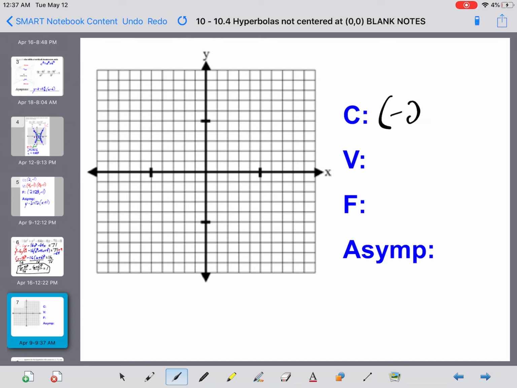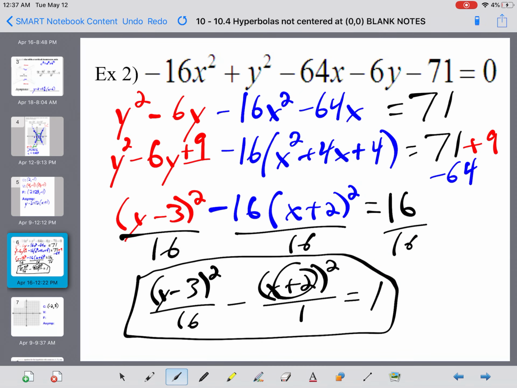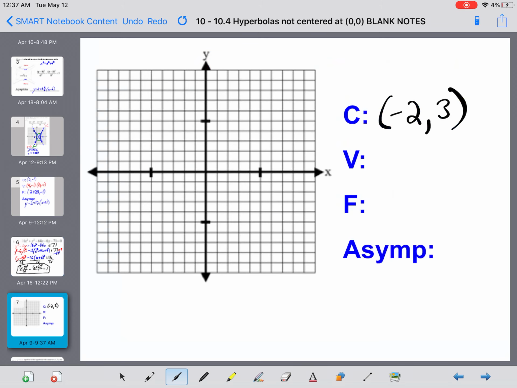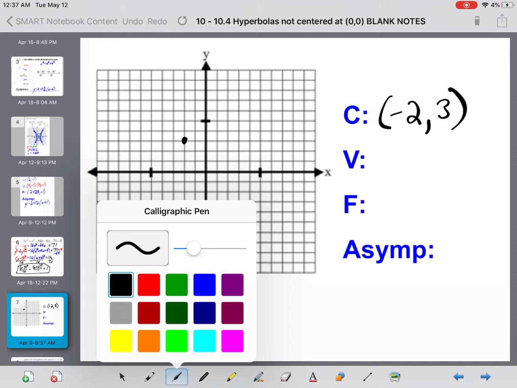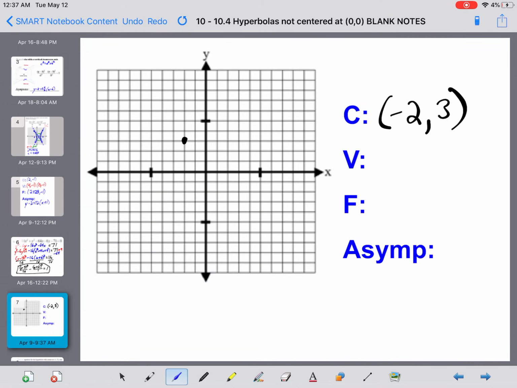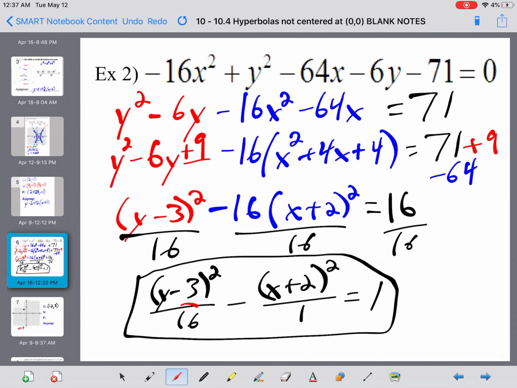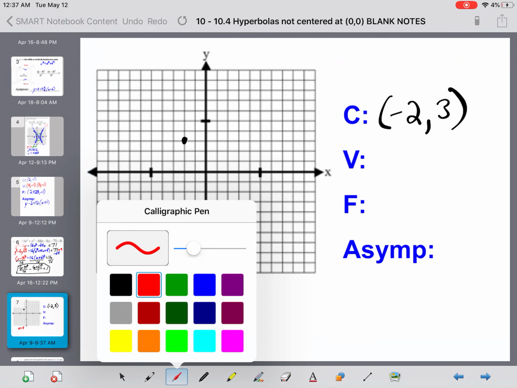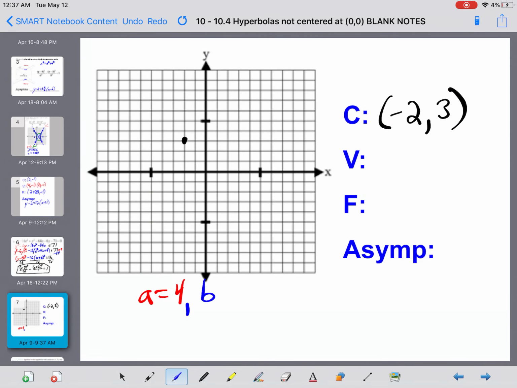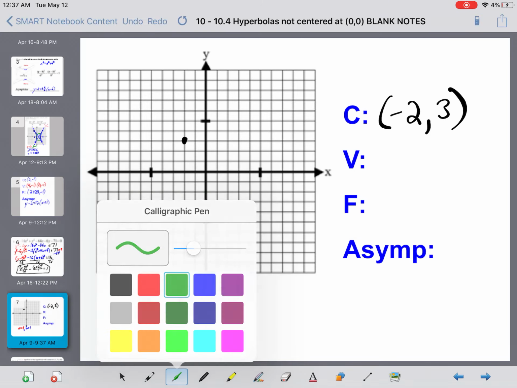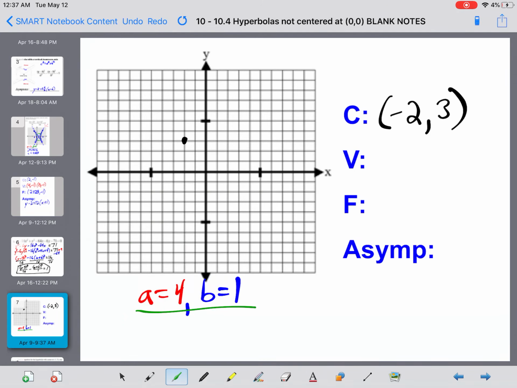All right. So if you did this correctly, the center should be -2, 3. Be careful. Remember, the x plus 2 over here gives you your h value, so it's kind of backwards here, right to left. So -2, 3. All right. My vertex, let's go A here. My A value here is 4, right, from the A squared right there. The B value is 1. All right, I'll go ahead and find the C, and then I'll put everything together. So then if I clean that up, C squared equals A squared plus B squared.